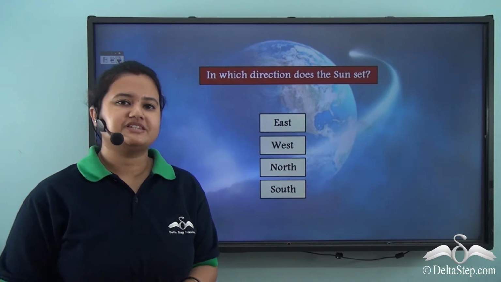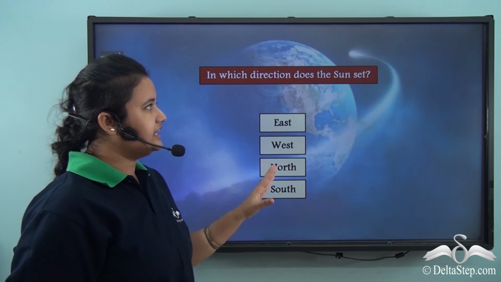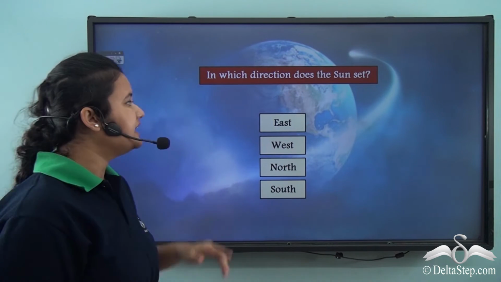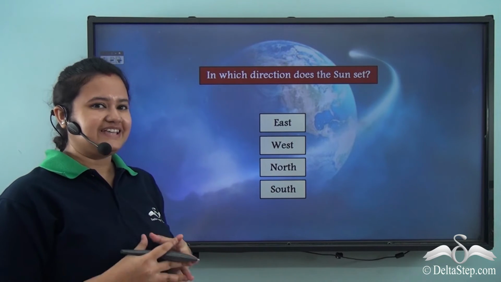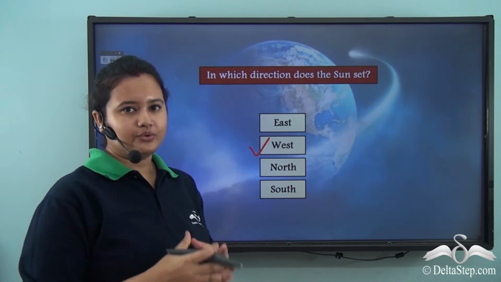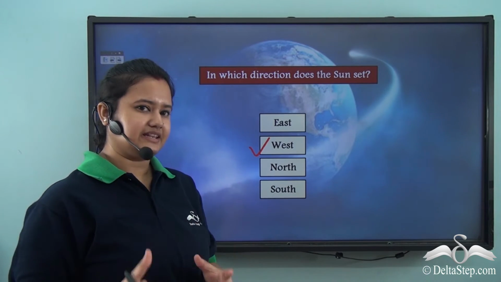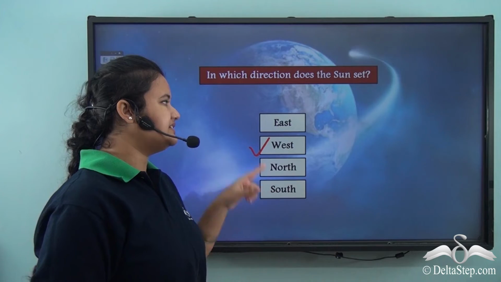Now, before we proceed with our lesson, let us try to answer this question. In which direction does the sun set? East, west, north or south? Yes, the correct answer is west. We all know that the sun rises in the east while it sets in the west. So, the correct answer is west.